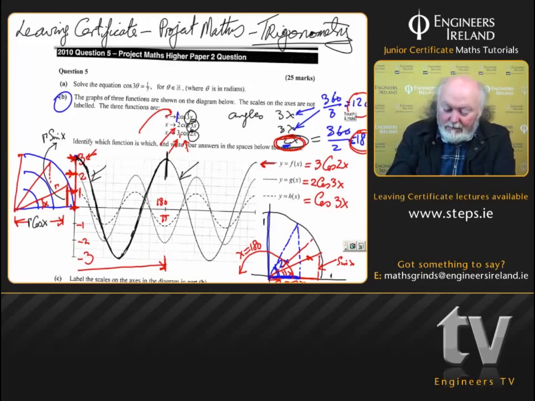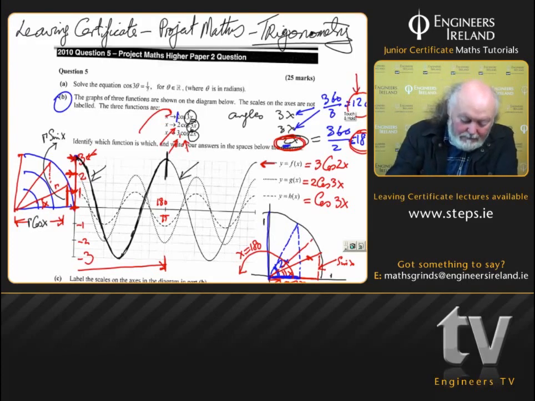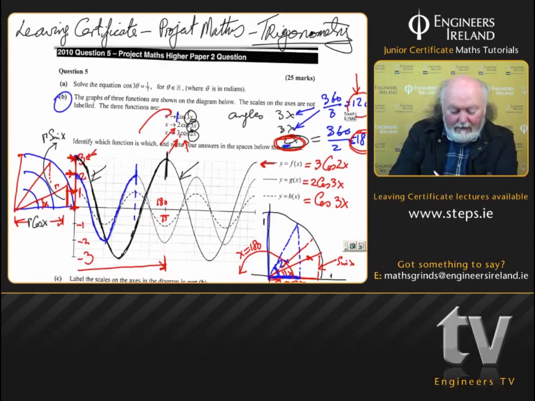We also know that these other two, for example this one, will complete the shape again. It finishes there. That must be 120.